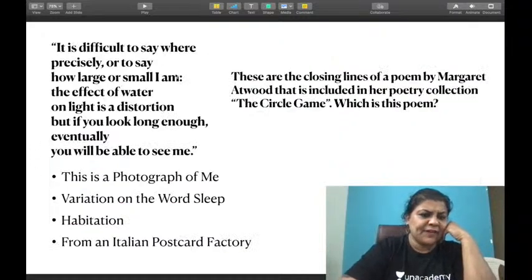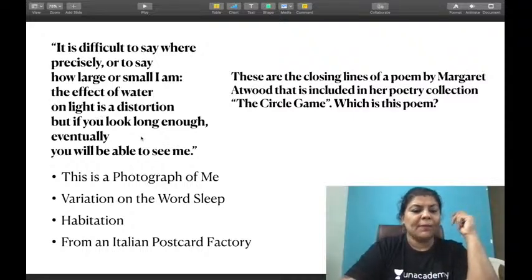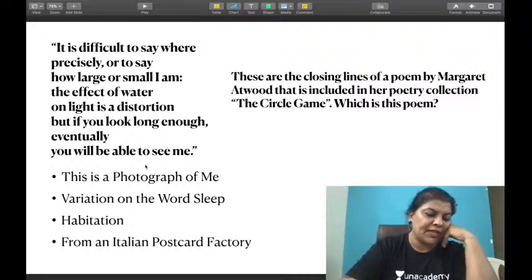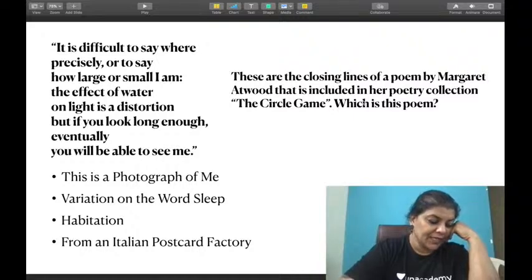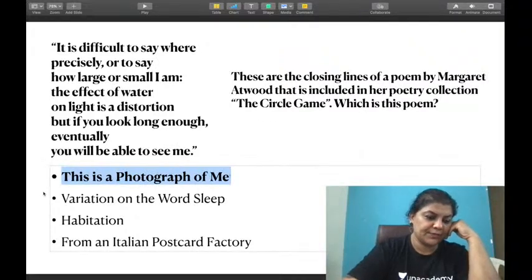Now, it is difficult to say where precisely or to say how large or small I am. The effect of water on light is a distortion. But if you look long enough, eventually you will be able to see me. These are the closing lines of which poem? Closing lines of a famous poem. This is a photograph of me by Margaret Atwood.